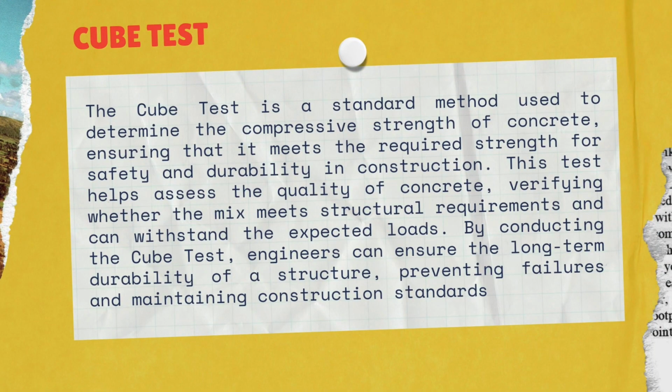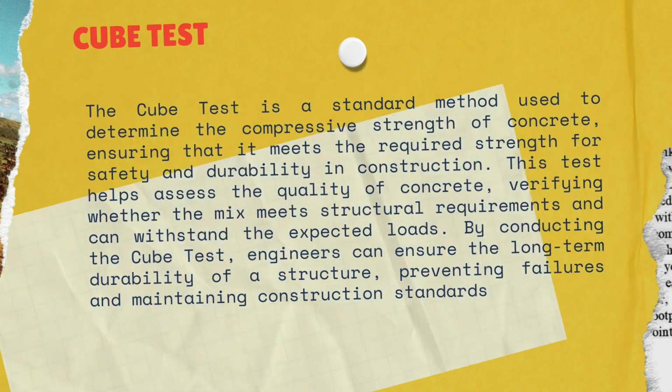Next is cube test. The cube test is a standard method used to determine the compressive strength of concrete, ensuring that it meets the required strength for safety and durability in construction. This test helps assess the quality of concrete, verifying whether the mix meets structural requirements and can withstand the expected load. By conducting the cube test, engineers can ensure the long-term durability of a structure, preventing failures and maintaining construction standards.